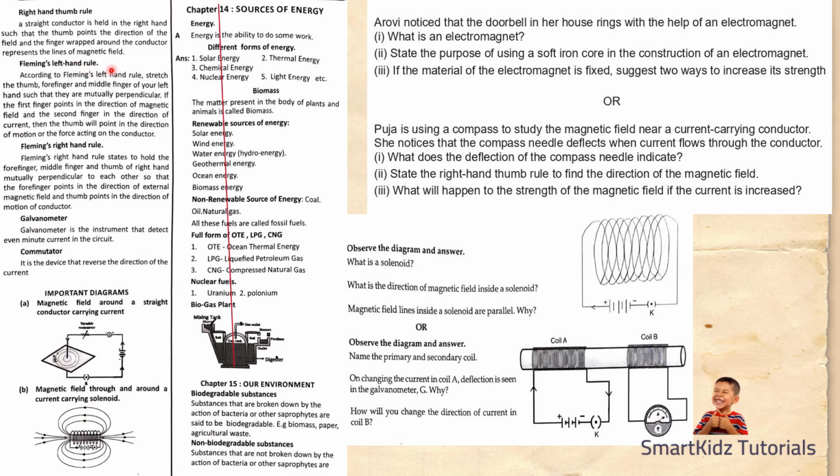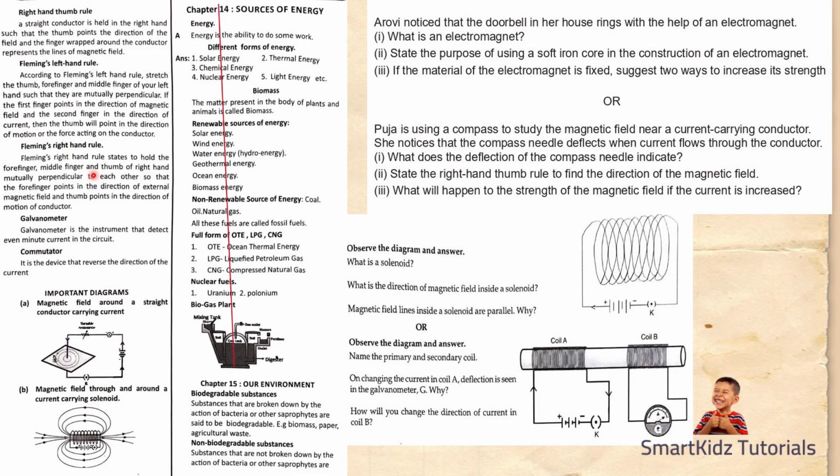So that's right hand thumb rule. Fleming's left hand rule says that when we stretch out the thumb, forefinger and the middle finger of your left hand so that they are mutually perpendicular to each other, I mean 90 degrees to each other, if the first finger points in the direction of the magnetic field, then the second finger will be in the direction of the current, and the thumb will point in the direction of the motion of the force.